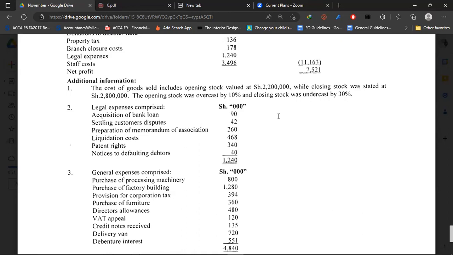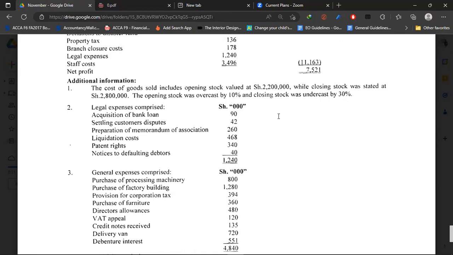So to correct that problem, I have to add back the overstatement of the opening stock and purchases. I also talked about the aspect where, when you understate the closing stock and also understate sales, they have a direct relationship with the profit. It means the gross profit is also going to be understated. Those are the things that I'm supposed to put into consideration.